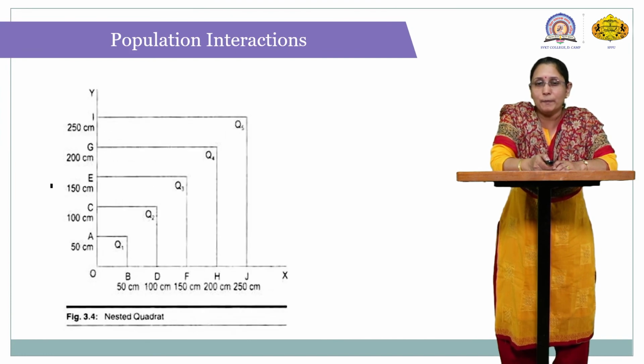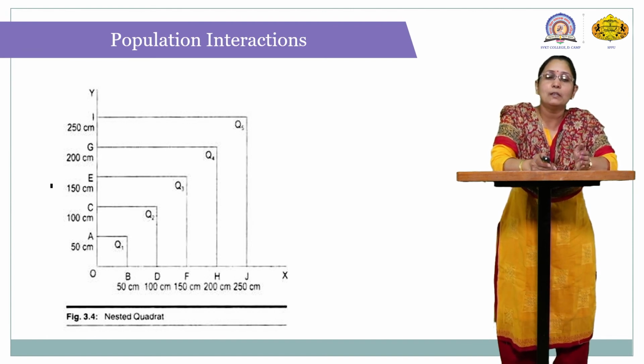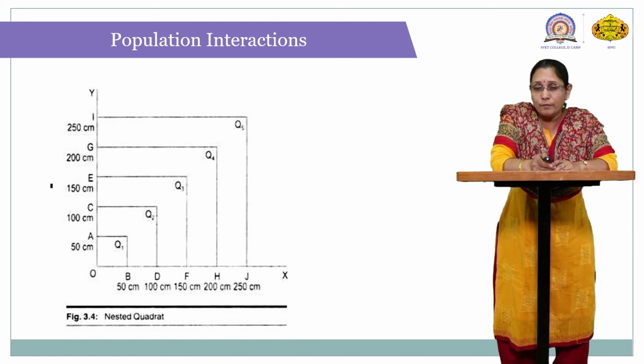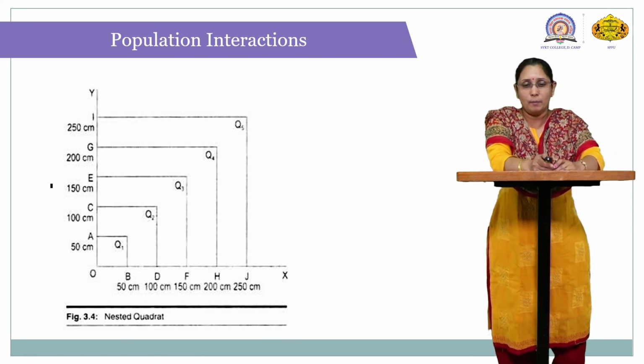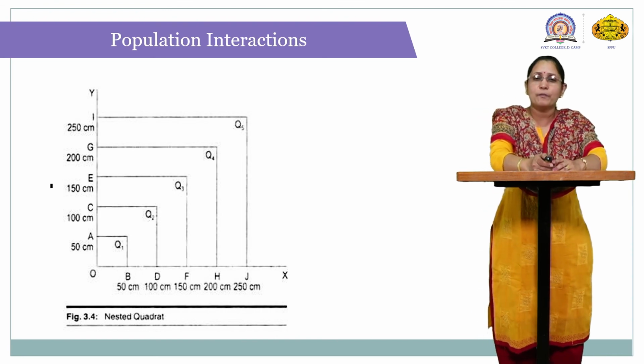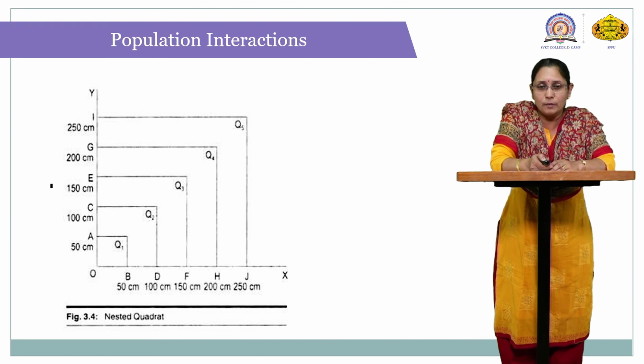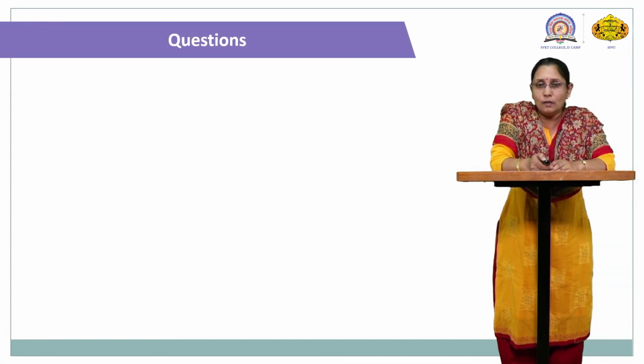In this picture, you can easily observe what is meant by the nested quadrate method, where one quadrate is laid down over another. Here it is 50 by 50 centimeters, 100 by 100, 150 by 150. This type of scale or measurements can be made in the nested quadrate method.